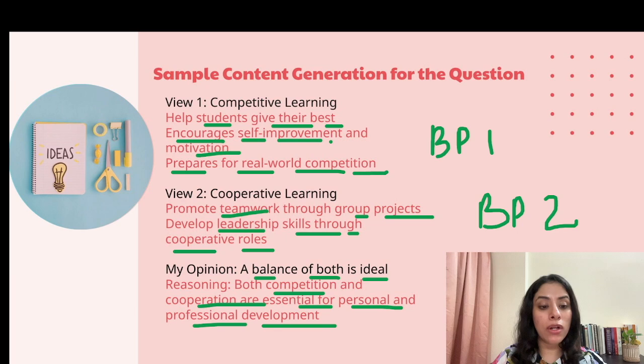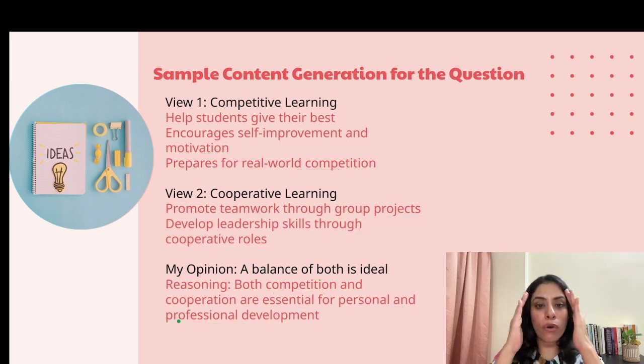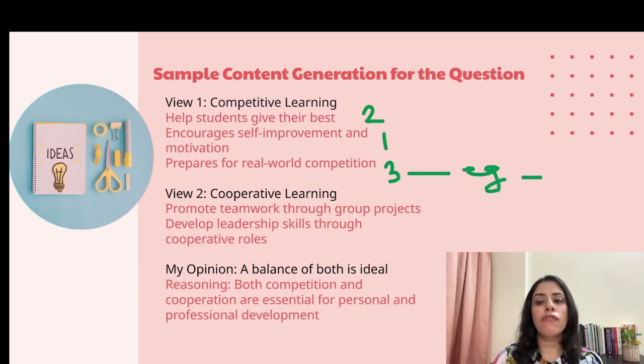Now, remember we talked about the benefits of content generation. So when I have all of the points in front of me, I can decide that okay, I'm going to start my body paragraph 1 with self improvement. Then I want to talk about how they level up, they bring their A game. And then I want to talk about real world competition, and here I'll add examples. For example, if one is in a professional shooting, or they are a working professional, they might have to compete with other people on the same role.